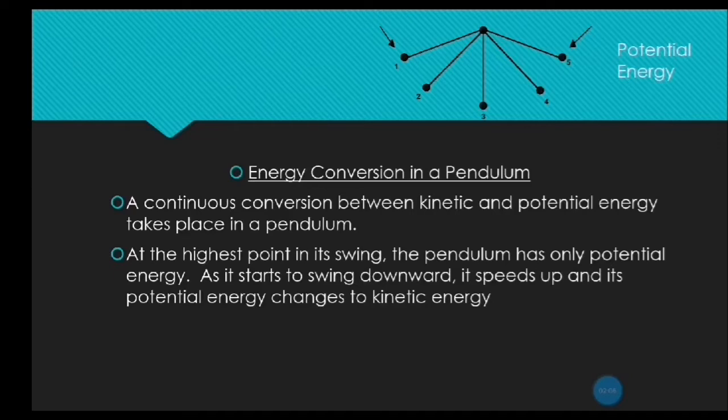A continuous conversion between kinetic and potential energy takes place in the pendulum. At the highest point in its swing, the pendulum has only potential energy. It won't have a speed, it won't have kinetic energy. But as it starts to swing downward, it speeds up and its potential energy changes to kinetic energy.